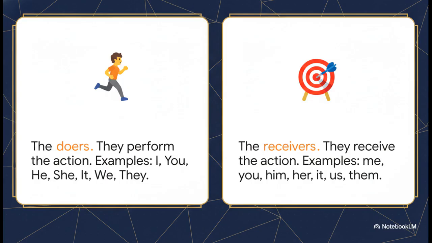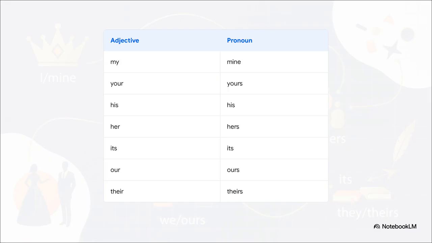Now, over on the right, we have object pronouns. These are our receivers. They aren't doing the action. Rather, the action is happening to them. They answer questions like to whom or with whom, and you'll almost always spot them directly following a verb or a preposition, words like me, him, or us. So basically, I do something, but something is done to me. Makes sense, right? Moving on, let's look at ownership.